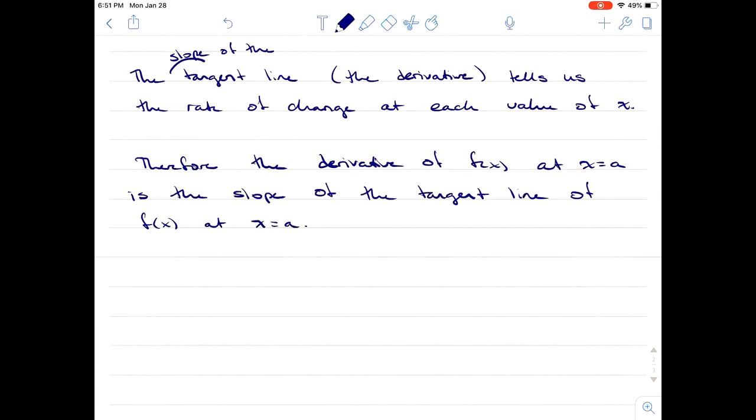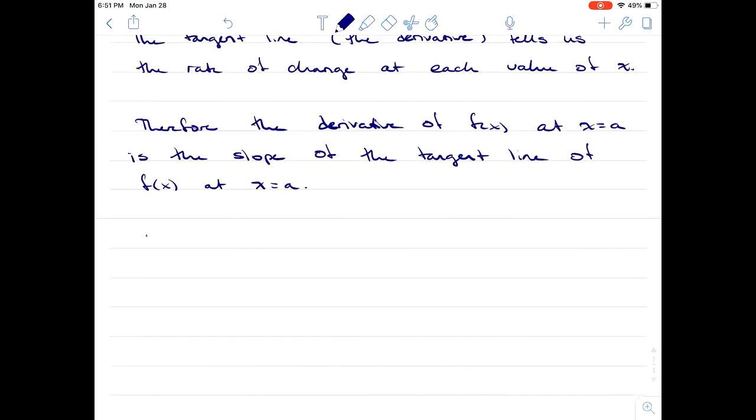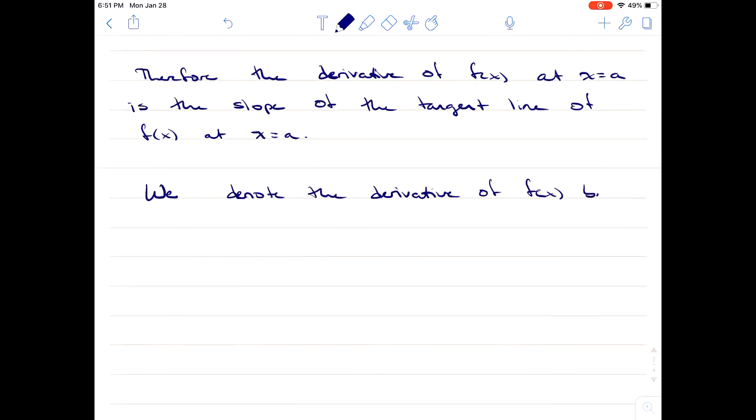So we need some notation, right, to be able to distinguish between just the function and the derivative of that function. And so we denote the derivative of f of x by f prime of x. It's got a little apostrophe on it. Right? And you're going to read this as f prime of x.